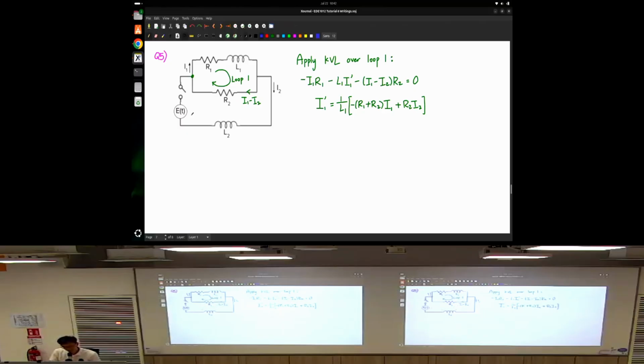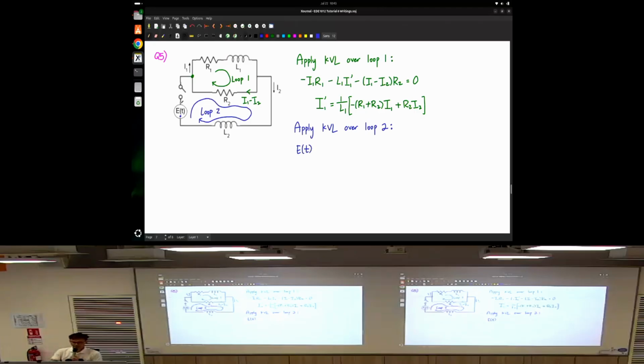So the second loop will be something like that. So this is loop 2. Okay, so now we apply KVL over loop 2. I start from the battery, which is the voltage source E of t. So this one I start here. Therefore I'm going to have E of t, and that's positive.